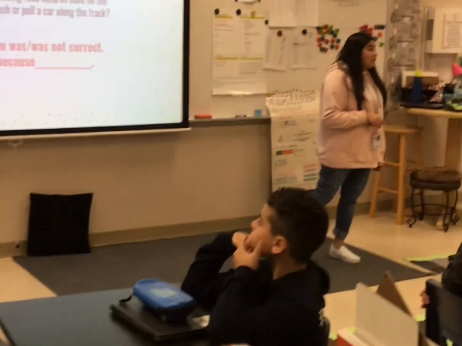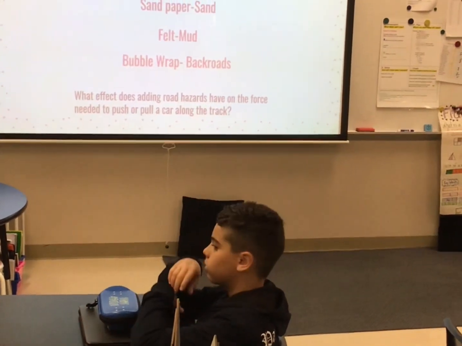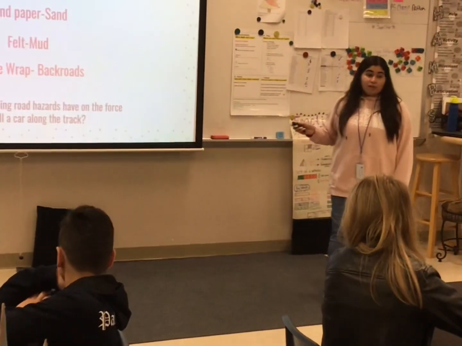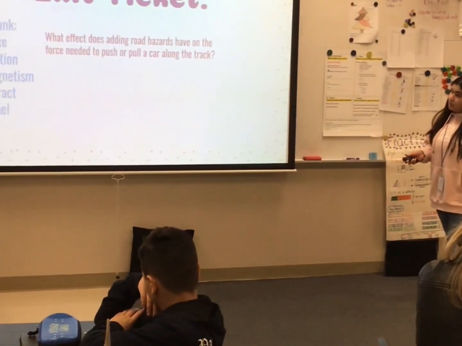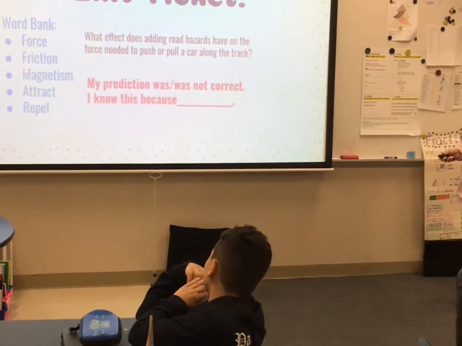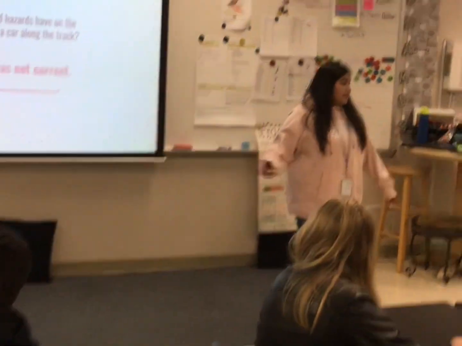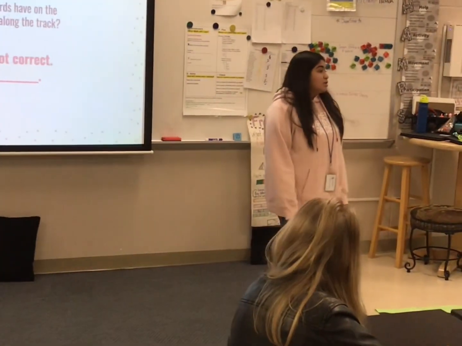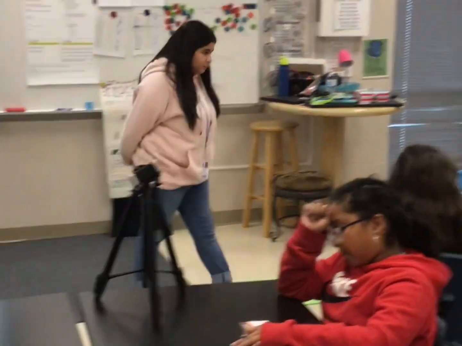So I'm going to have y'all write: my prediction was or was not correct. Out of the three textures, y'all can pick one, okay? Then use your sentence stem to answer your exit ticket with a word from the word bank. I'm going to give y'all about a minute to do that, and then we are going to pair up and share again, and I'm going to call on somebody, okay?